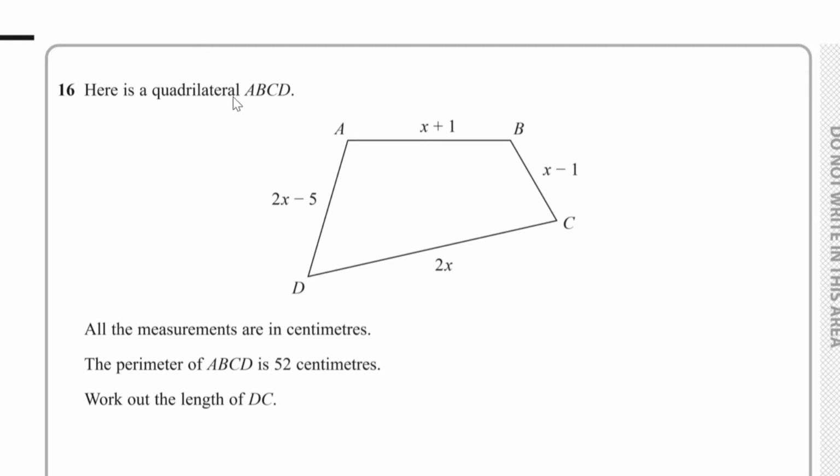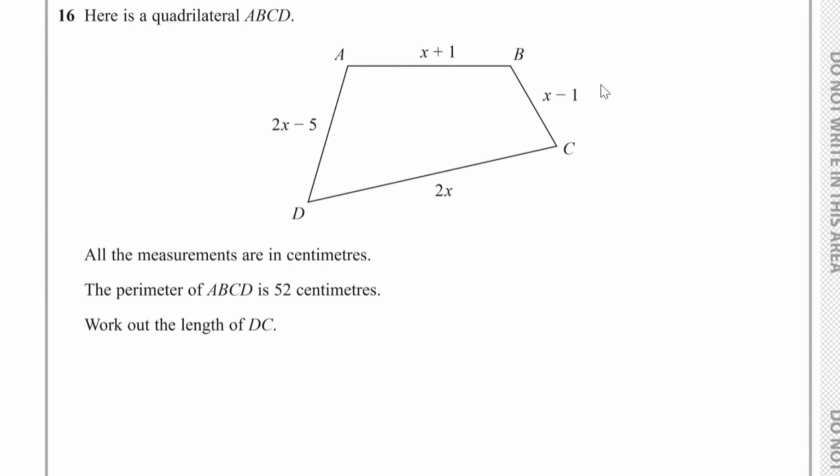Question number 16. Here is a quadrilateral ABCD. All the measurements are in centimeters. The perimeter of ABCD is 52 centimeters. We have to work out the length of DC. Well, to find the perimeter, we add all the individual edges. So, we've got 2x subtract 5, being added to x plus 1, being added to x subtract 1, being added to 2x. The result of this expression is equal to 52.